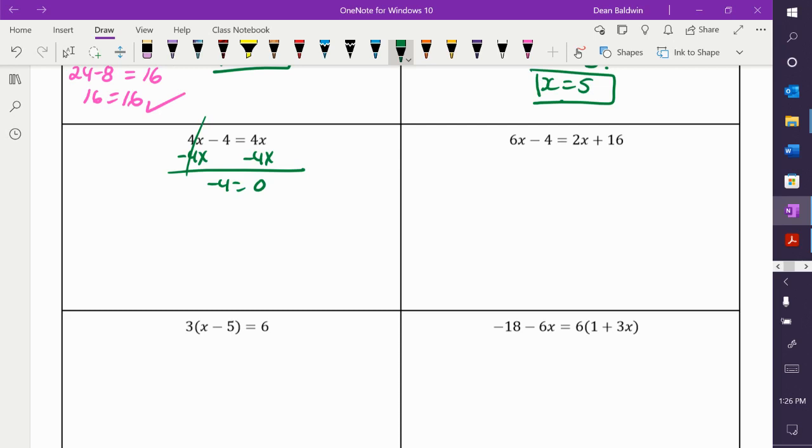No. So if the x's all go away and you end up with something like this that does not make any sense, what that means is there is no solution. Why is this x gone? It's just 4x minus 4x. No more x, or 0 x's if you want to say. So if all your x's go away, there is no solution, or you can just say no answer.